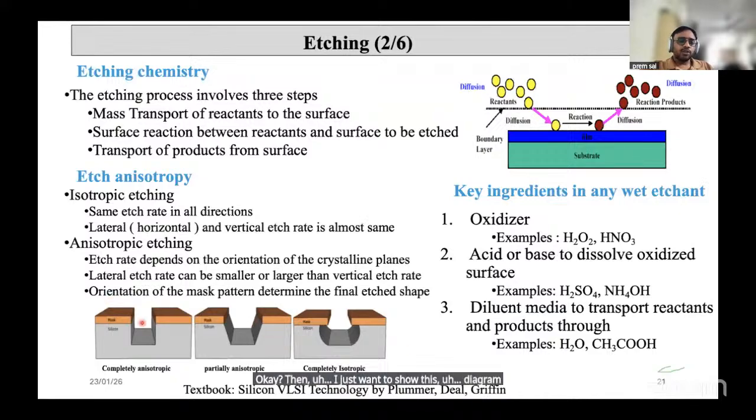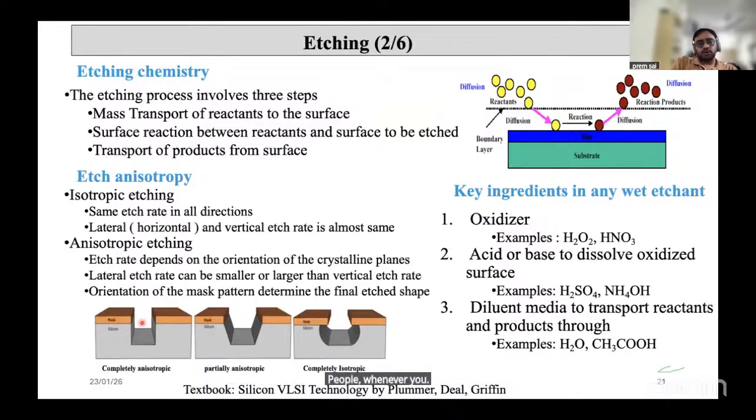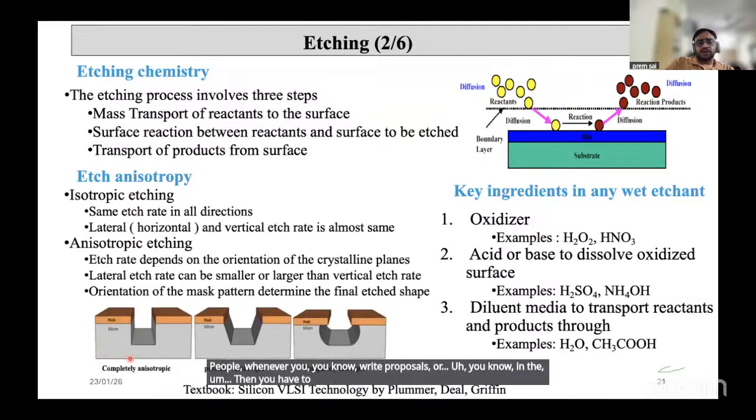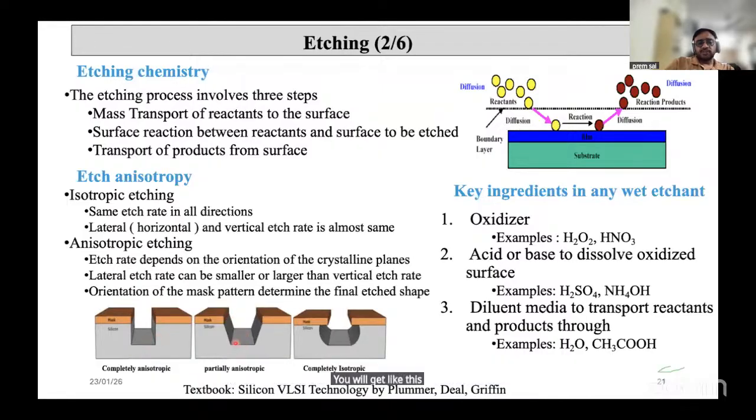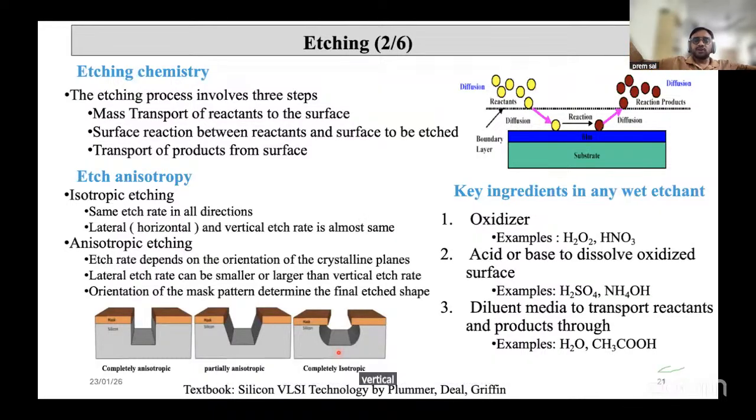Then I just want to show this diagram, with the terminology in etching. Whenever you write proposals, you have to ask whether it is completely anisotropic. Anisotropic means you will get a profile like this. Partial isotropic means there is some angle associated, and isotropic means even though you put a mask, it will keep etching in all other directions. It depends. In isotropic etching, the etch rate is the same in all directions, whether horizontal or vertical. You just put it in, and everything will go.